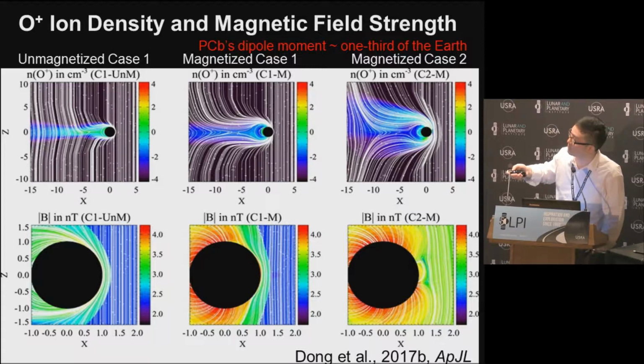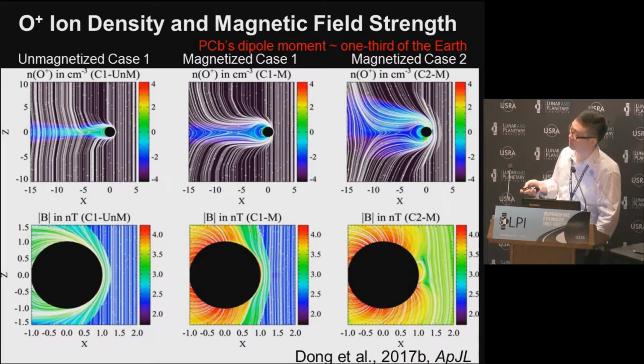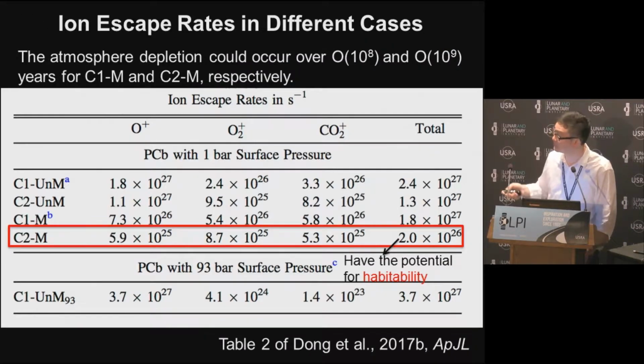And no matter whether it's unmagnetized or magnetized, as long as the stellar wind pressure is maximal, there's no closed field line on the day side. So we can expect the ion escape rate will be very similar. However, for the magnetized case with C2, which is the minimal total pressure, there's still some closed field line on the day side. So the magnetic field can still protect the planet to a certain point.